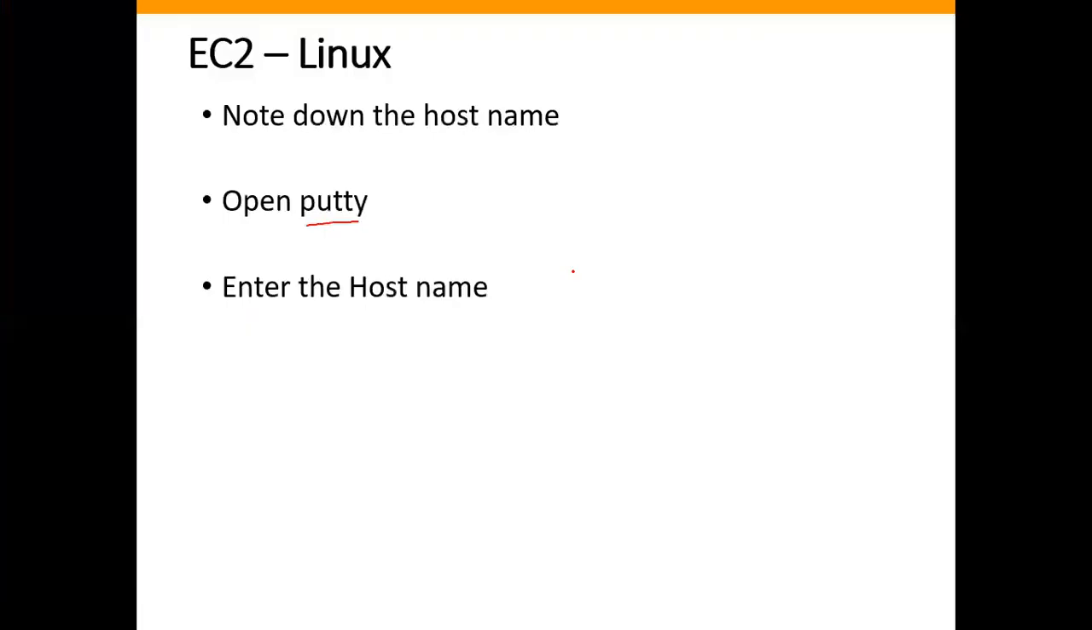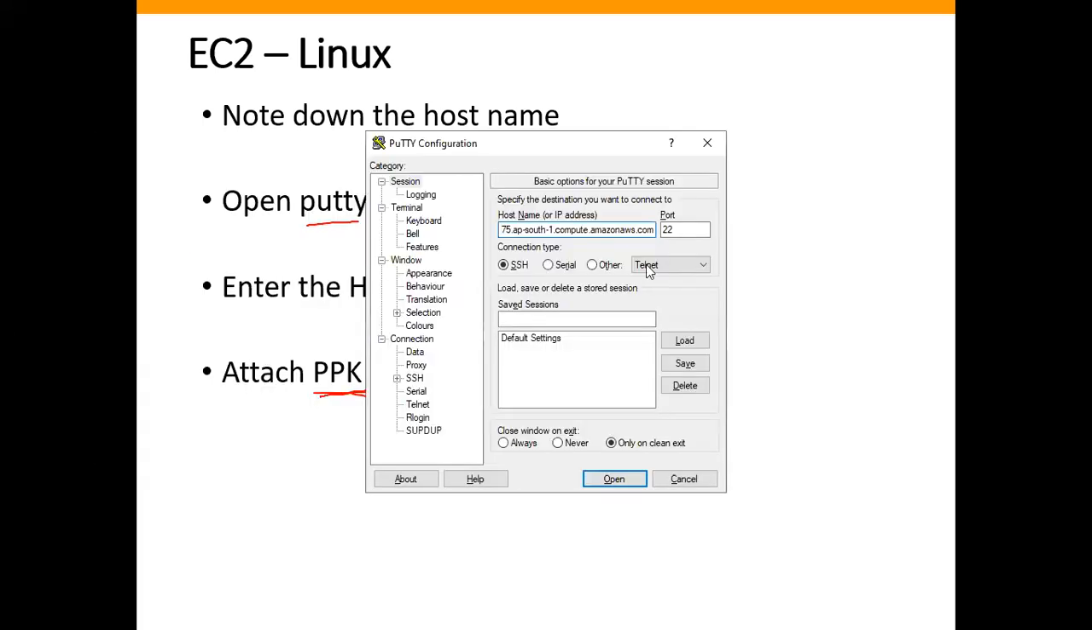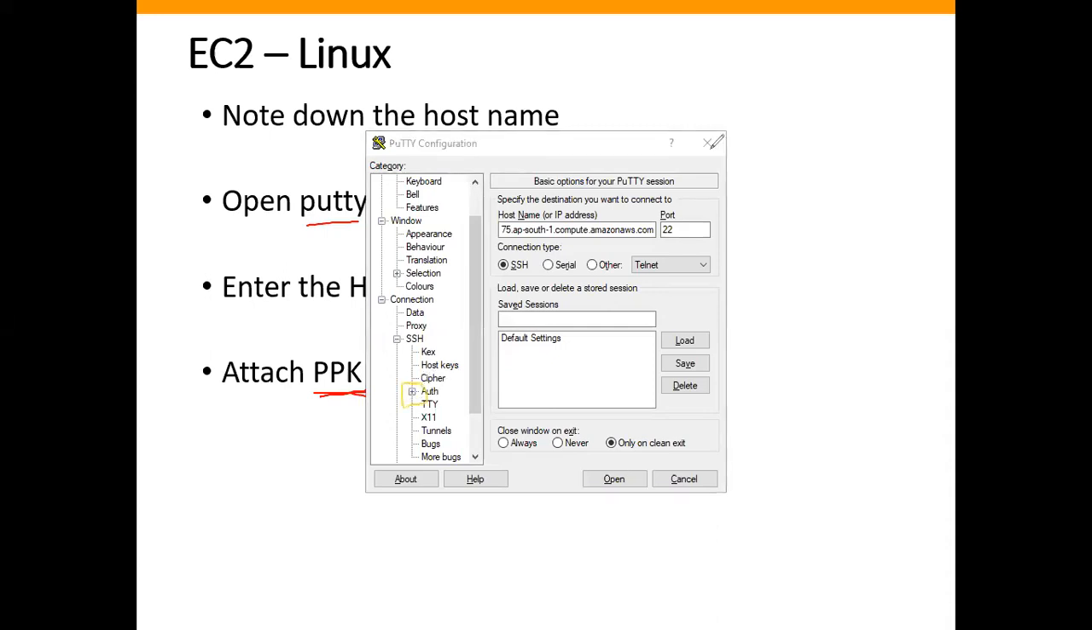Next step, attach the PPK file with PuTTY. How can we attach it? Please see this very carefully. How I'm going to attach that PPK file with PuTTY. First of all, you need to click on the plus button for SSH. Next step, you need to click on the plus button for Auth. Authentication is the full form.